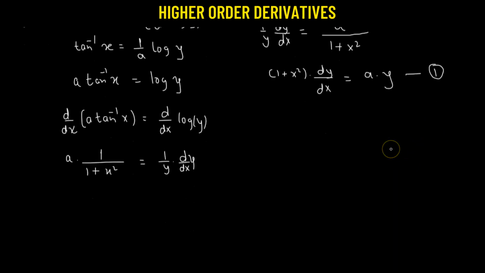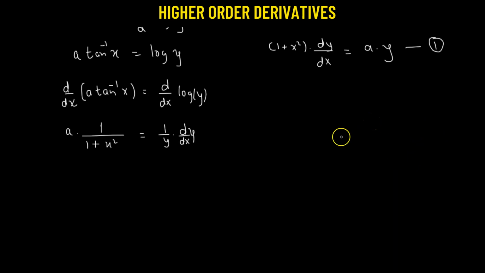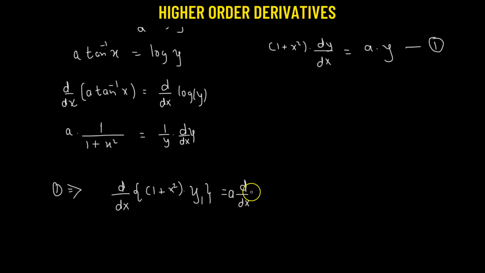So what we'll do, we will take the derivative of equation number 1 on both sides with respect to x. So let's do that. Equation 1 now follows: the derivative with respect to x of 1 plus x squared times, so here I'll not write dy over dx. Instead, I'll use the notation y1, which represents that this is the first derivative of y with respect to x. This is equal to the derivative with respect to x of a, where a is a constant, so let me pull it out of the derivative. So this will be dy over dx.